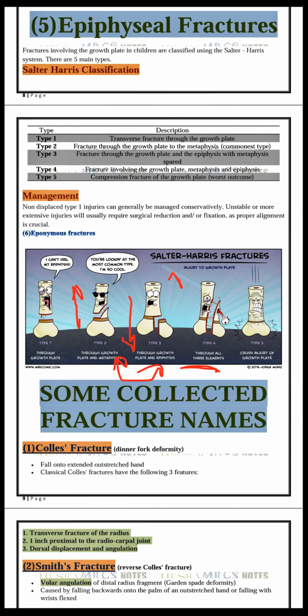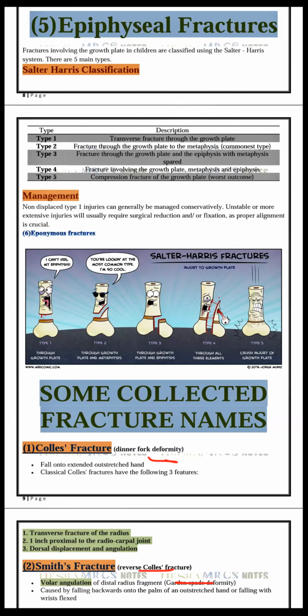Some eponym fractures. First one is the Colles fracture. We discussed it. It is a dinner fork deformity, and you will have a fracture of the distal radius proximal to the radiocarpal joint, dorsal displacement, and radial tilting of the distal segment also. Smith fracture is also an extra-articular fracture of the distal radius, but you will have volar angulation, giving you another criterion called garden spade deformity.